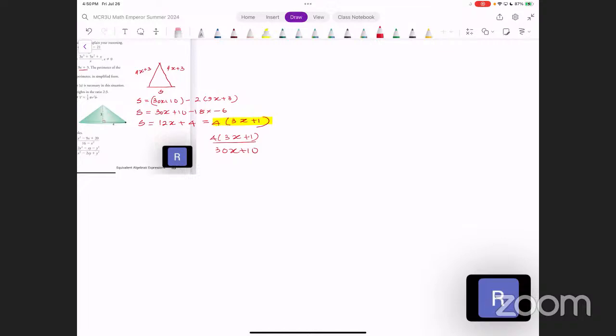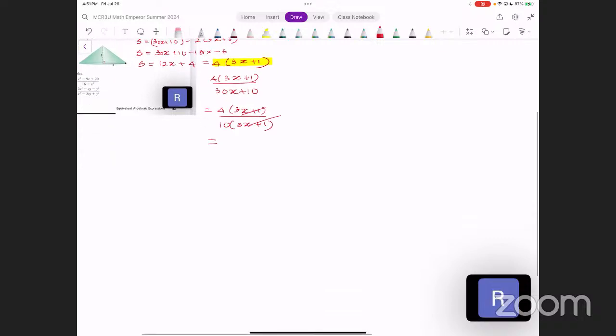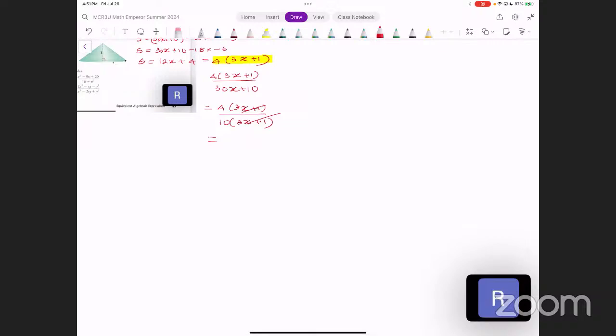But we have to factor the denominator, isn't it? Can I factor the denominator, guys? Can I take 10 as a common factor? 3x plus 1, isn't it? 3x plus 1 over 3x plus 1, and 4 divided by 10. If I simplify, it's going to be 2 over 5. Restriction: 3x plus 1 cannot be 0, so x cannot be negative 1 over 3. Makes sense?